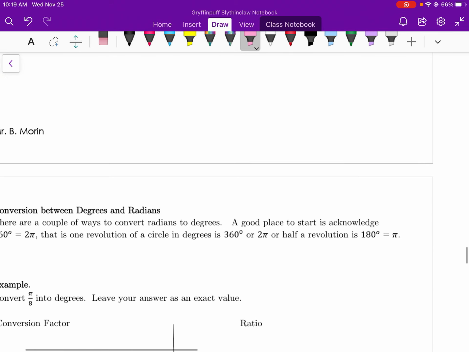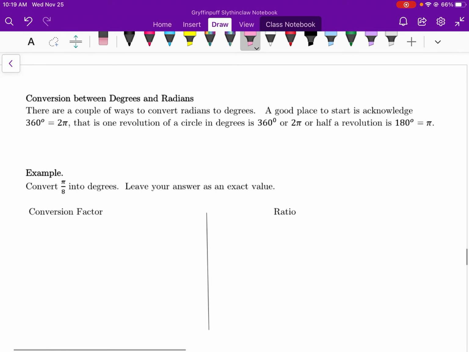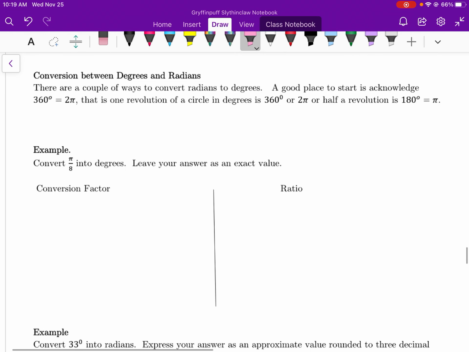Let's maybe move on to that very property. Conversion between degrees and radians. So I will revisit this example, but let's do this. There are several ways to convert radians to degrees or degrees to radians. A good place to start is to acknowledge that a revolution of a circle is 360 degrees, or 2 pi.